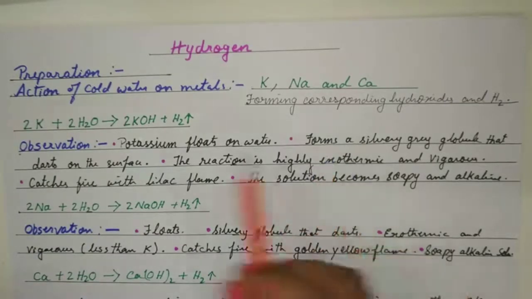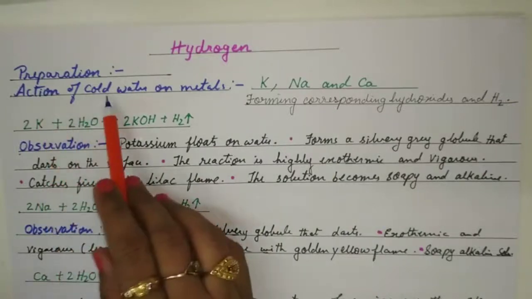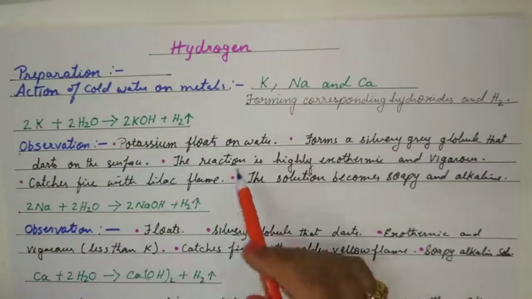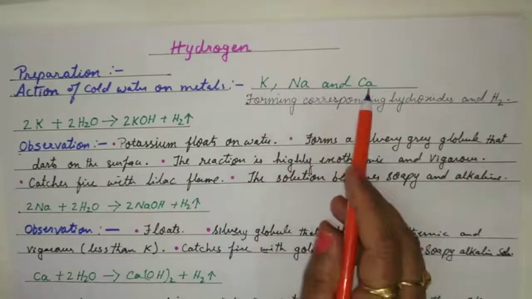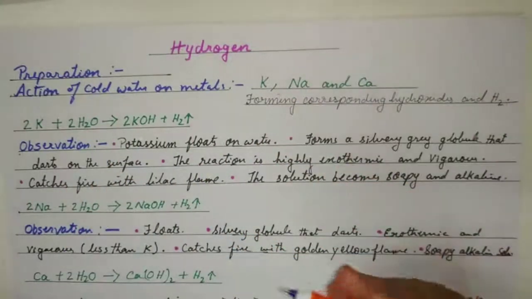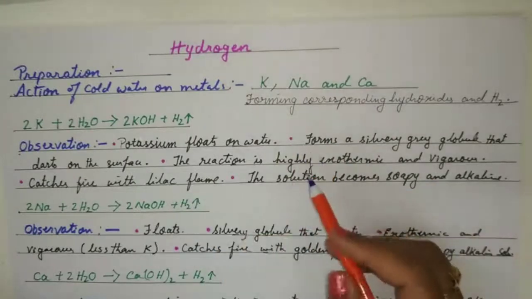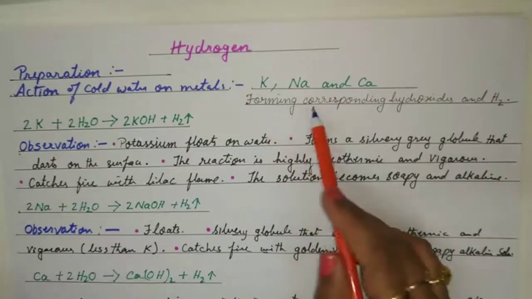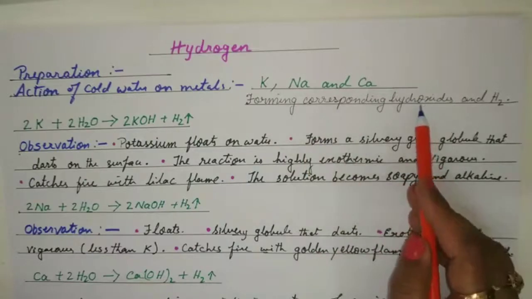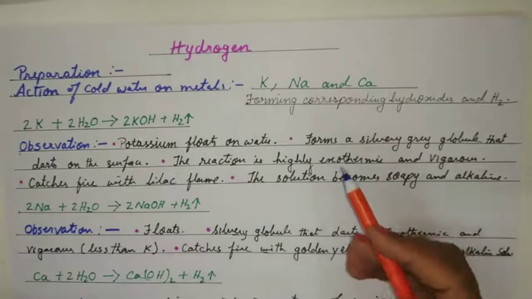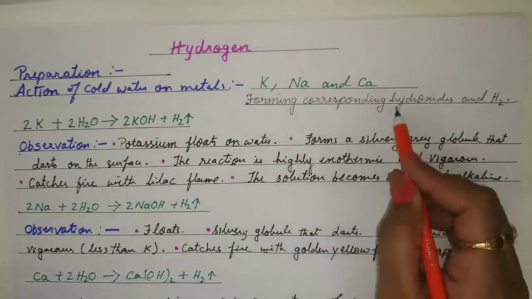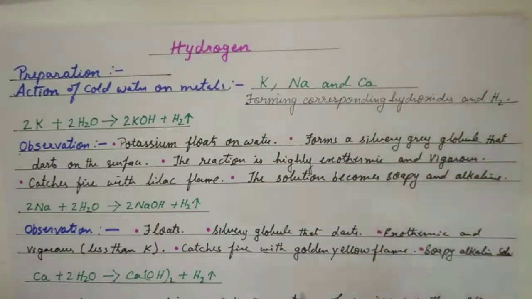Now here the first method of preparation is action of cold water on metal. The metals that will react with cold water are the first three: potassium, sodium, calcium. Very reactive, because they are the top three in the activity series, and they will form their corresponding hydroxide. Why have I written this? Because metals below that will form their corresponding oxides, but these three will form their corresponding hydroxides with hydrogen.